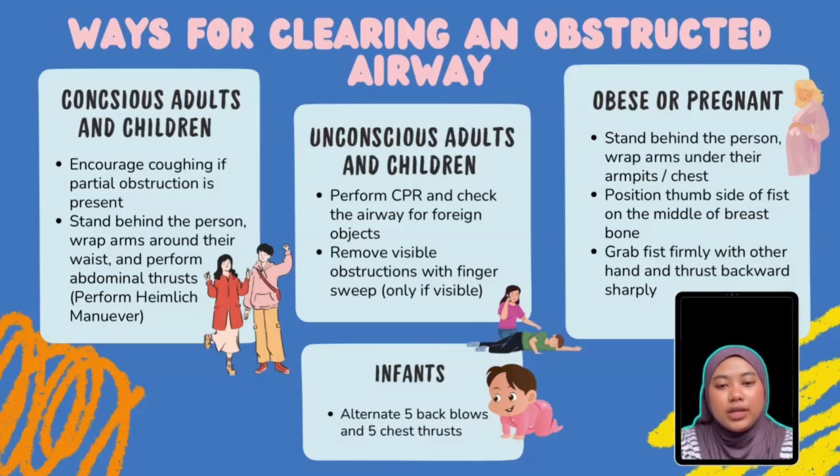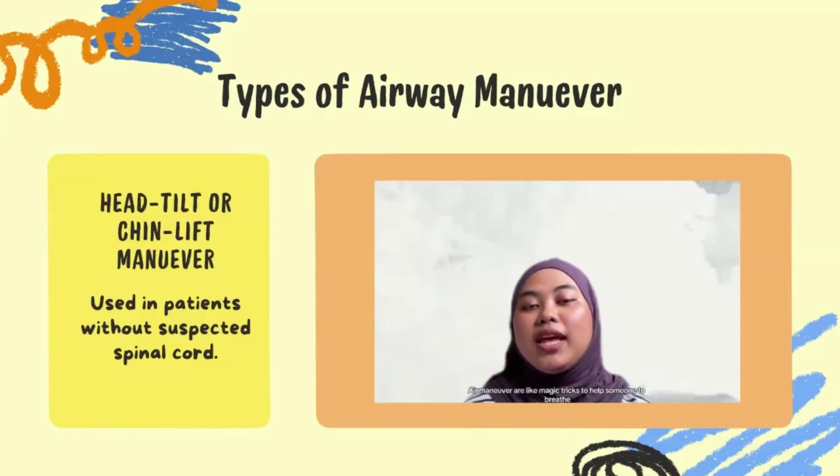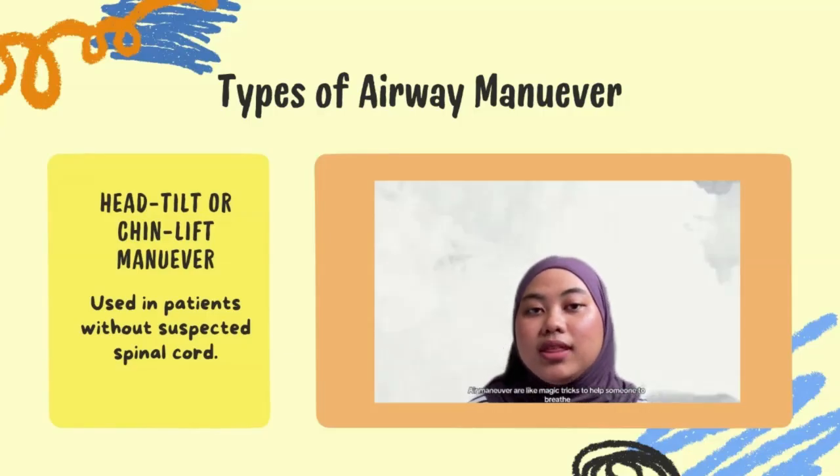For obese and pregnant, stay behind the person, wrap arms around their armpits or chest. Position thumb side of fist on the middle of breastbone. Grab fist firmly with other hand and thrust backward sharply. Lastly, for infants, alternate 5 back blows and 5 chest thrusts. Airway maneuvers are like a magic trick to help someone to breathe when things get tough.